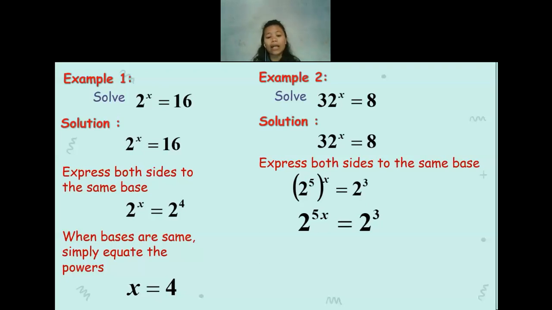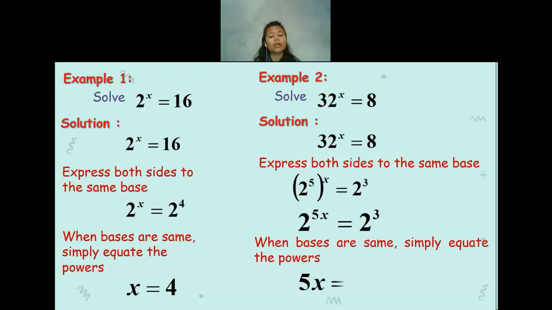When the base is already the same, there is no calculation on it. We can cancel the base. So we have 5x equals 3. So now x will be equal to 3 over 5.